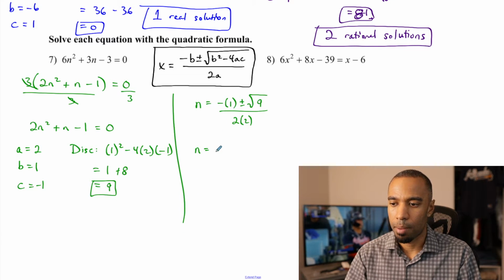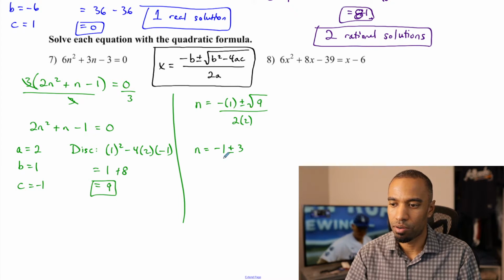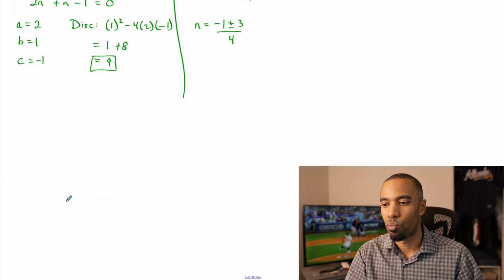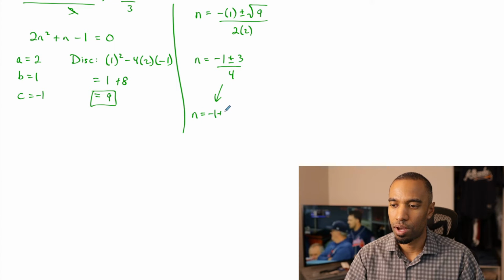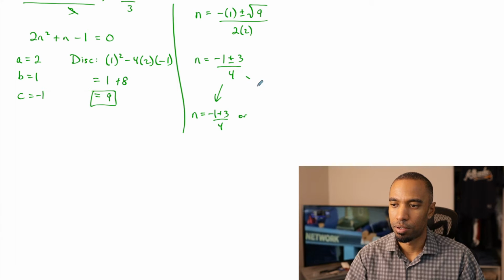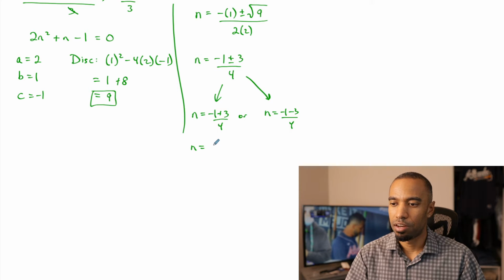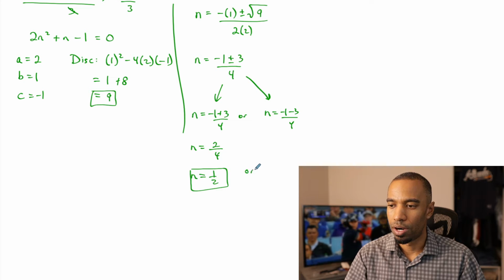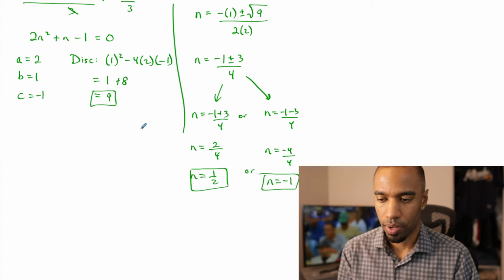So n equals, so opposite of 1 is negative 1. Negative 1 plus or minus, that's 3. Square root of 9 is 3, all divided by 4. Okay, so we're going to be doing negative 1 plus 3 divided by 4. We're also going to be doing negative 1 minus 3 divided by 4. Like that. So negative 1 plus 3 is 2, and that's 2/4, which is 1/2. Or negative 1 minus 3 is negative 4 divided by 4 is negative 1. And those are our two answers there.